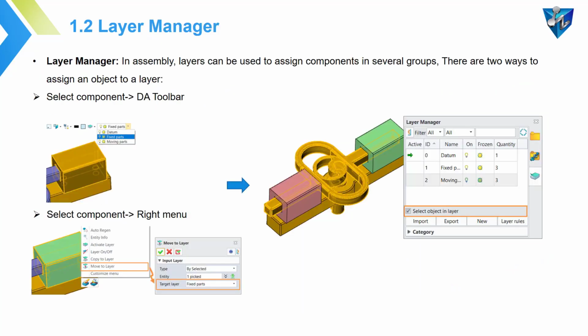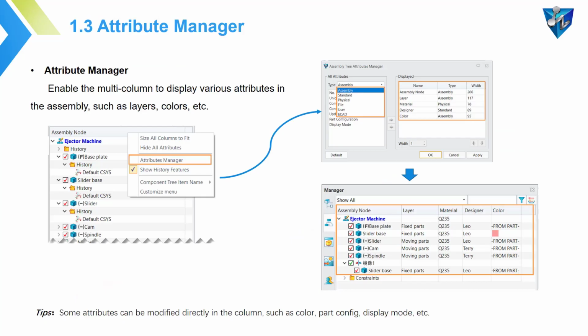Next one is Layer Manager. It can be used to assign components in several groups, so you can manage them in batch. And the next one is Attribute Manager. Use it, we can enable the multi-column in the assembly tree to display and edit various attributes for the components, such as layer, material, designers, colors, and etc.